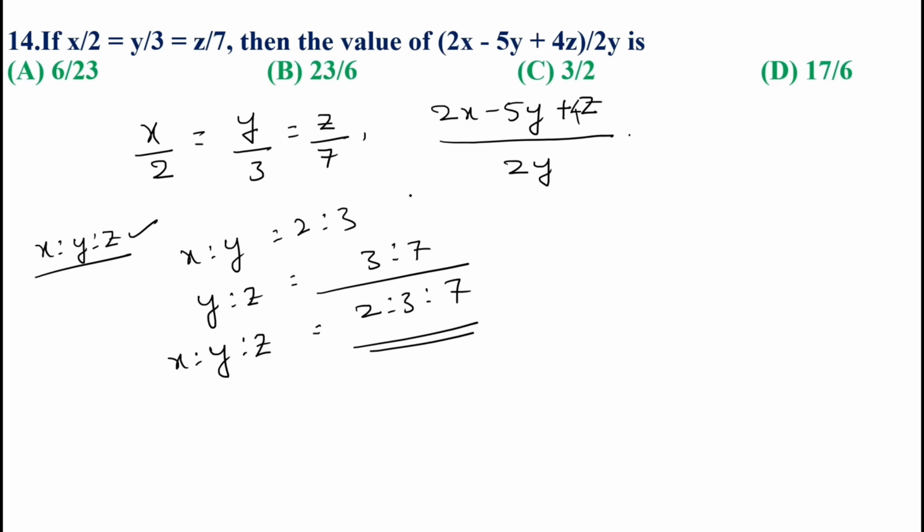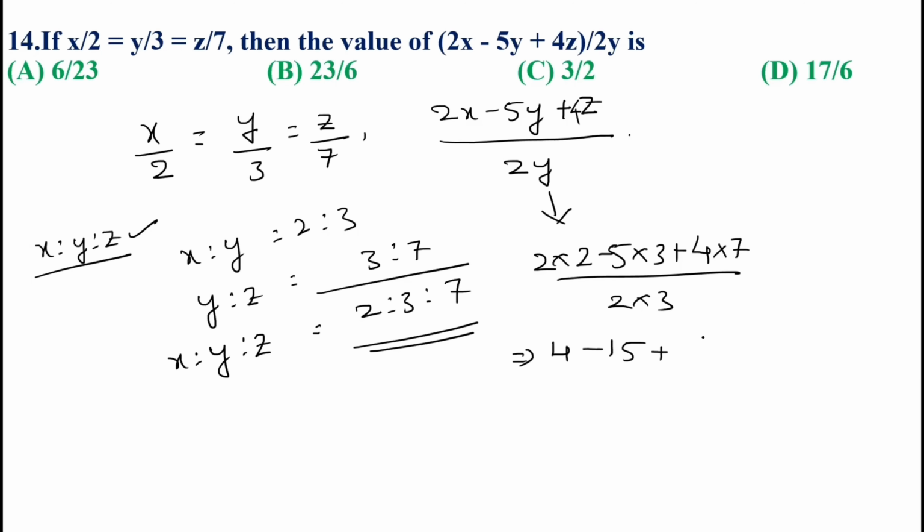So they have given x means 2. So what I need to calculate? 2x minus 5y plus 4z by 2y: 2 into 2 minus 5 into 3 plus 4 into 7 by 2 into 3. This will become 4 minus 15 plus 28 by 6. So 4 minus 15 is minus 11, 28 minus 11, 17 by 6.